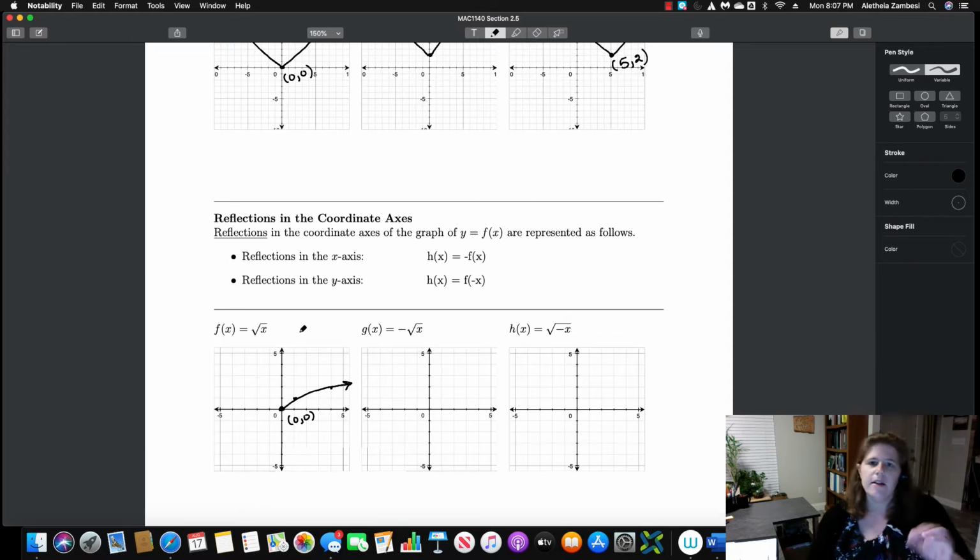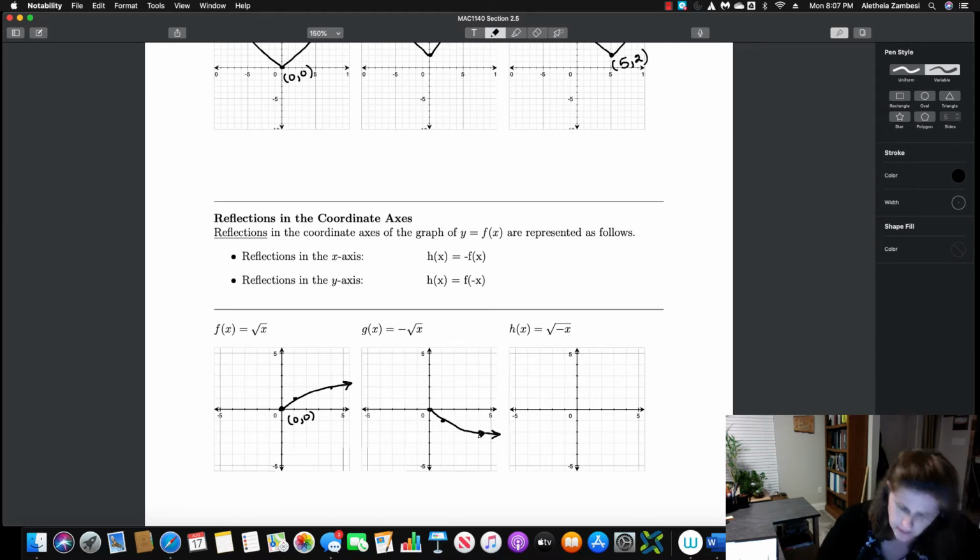Now, if I have the negative out in front of the function, so negative square root of x, that is our x reflection, and it's flipping it upside down. So instead of opening up, it's going to open down. So here is our graph. Same graph, just opens down instead because it's upside down.